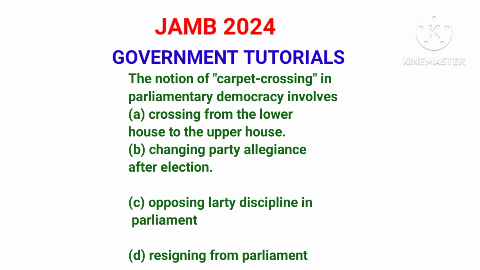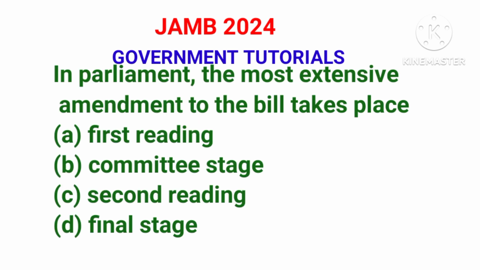Now let's move on to question 12. In parliament, the most extensive amendment to a bill takes place at the: option A, first reading; B, committee stage; C, second reading; and D, final stage. Now let's look at the options.